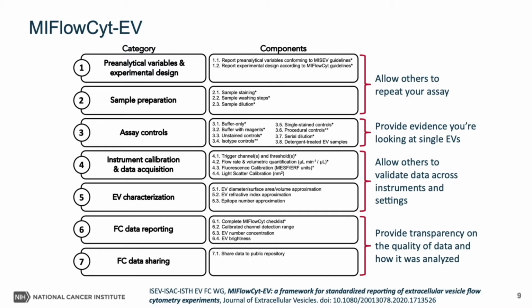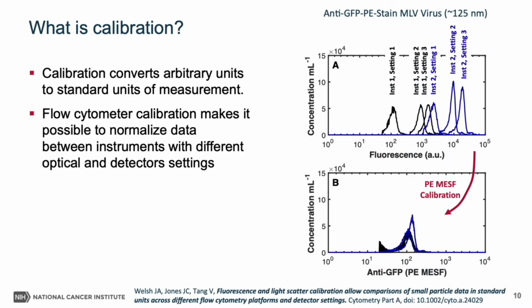So the final two components, 6 and 7, are mainly focused on data quality control. These include how you decided to gate your data and report statistics, as well as providing your flow cytometry files for others to inspect. So what is calibration?